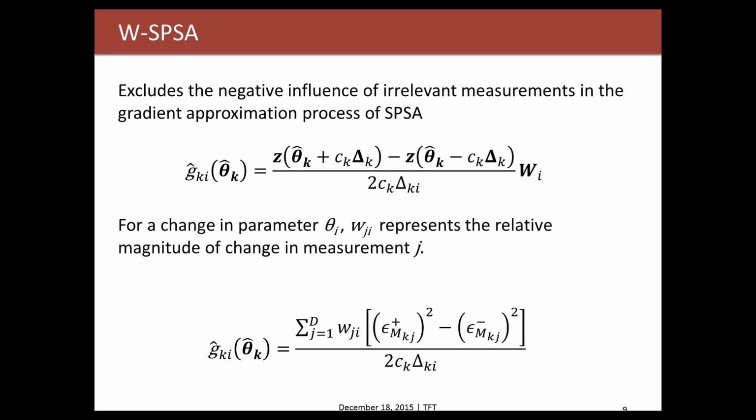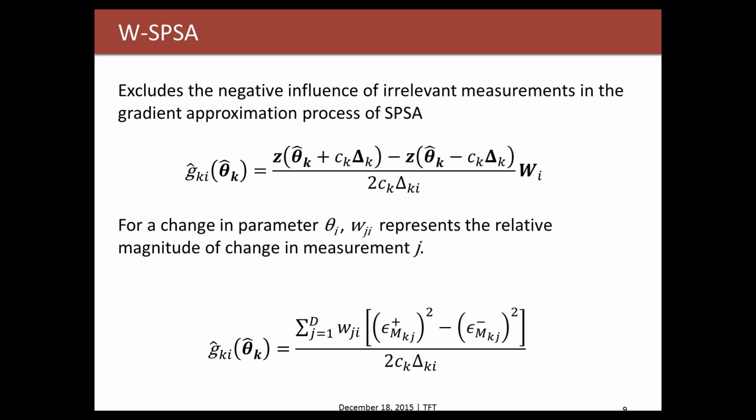So for a change in a parameter, we introduce just a little weight in the equation, and that represents the relative magnitude of change in measurement J. So basically it brings the relationship between measurement J and the parameter I. And basically we rewrote the new equation of the approximation of the gradient, and then we can see that this relationship appears in the numerator.